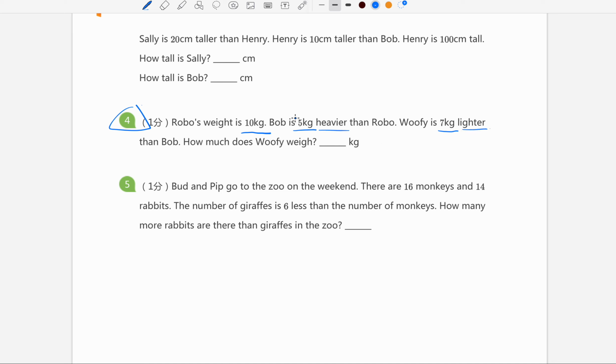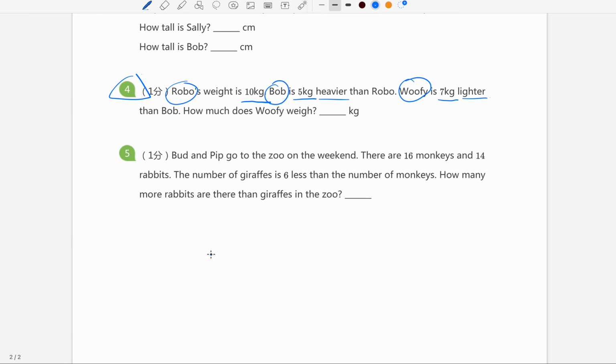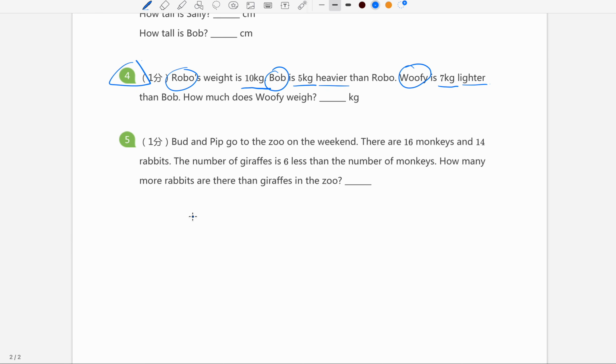So in this question, how many main characters are there? We have Robo, we have Bob, and also we have Wolfie. 3 people, right? So we can draw the line segments as well. For Robo, we can draw a line segment to show the weight, which is 10 kilograms. And Bob is 5 kilograms heavier than Robo. So if we draw a line segment to show Bob's weight, should it be longer or shorter? Bob is heavier, so it should be longer, right?